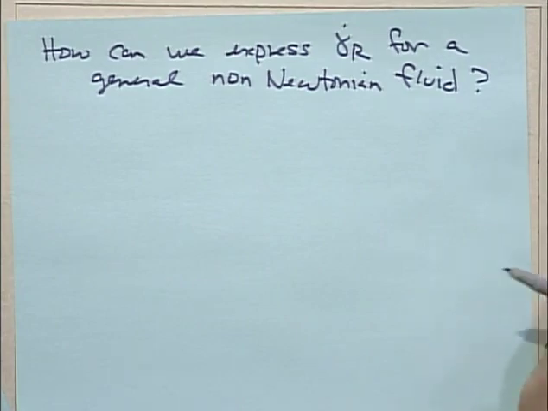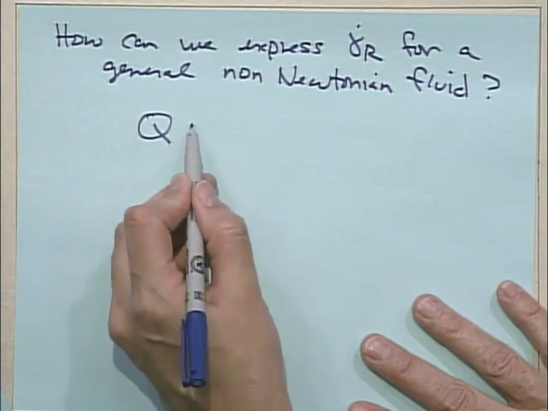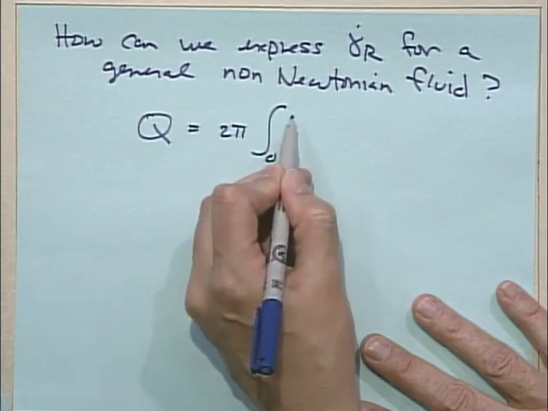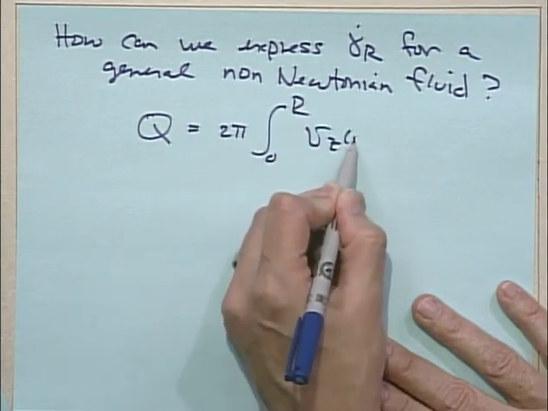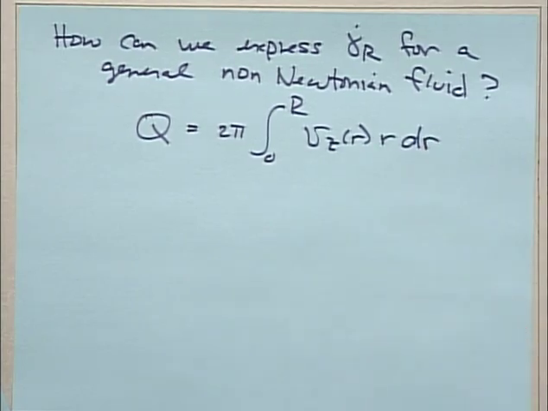This derivation is called the Weissenberg-Rabinowitsch correction. And it's very clever. It's nothing I would have come up with myself. So I'm really presenting to you someone else's work, obviously. And it comes down to the expression for flow rate as a function of velocity field. Flow rate is equal to 2 pi times the integral over the velocity over the entire cross-section of the tube. This is our general formula for calculating flow rate from velocity field.